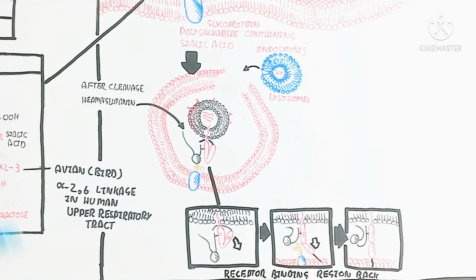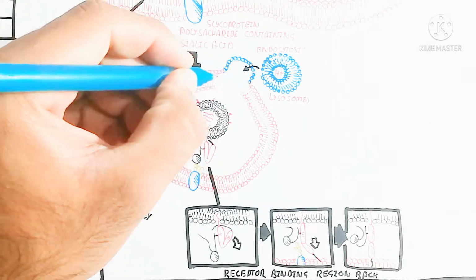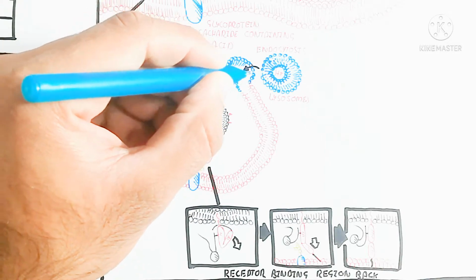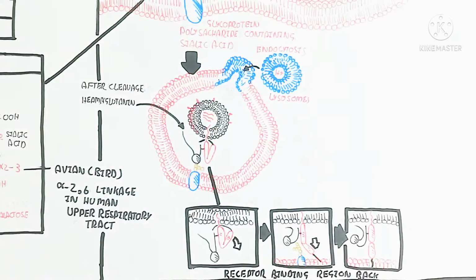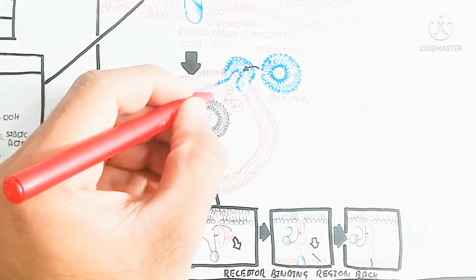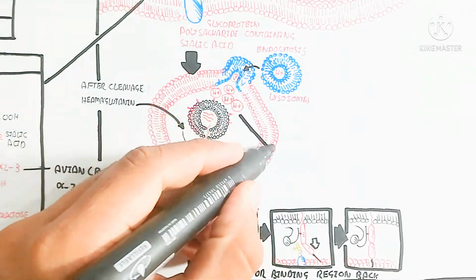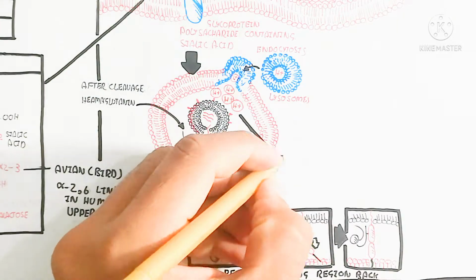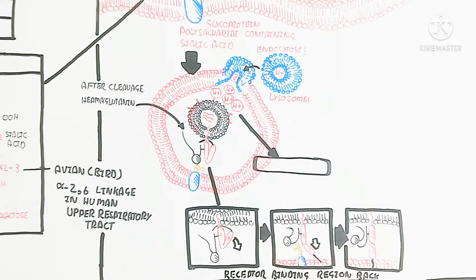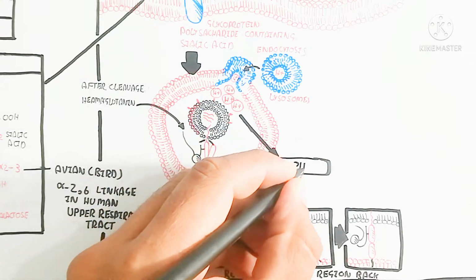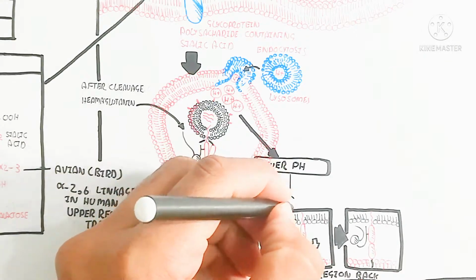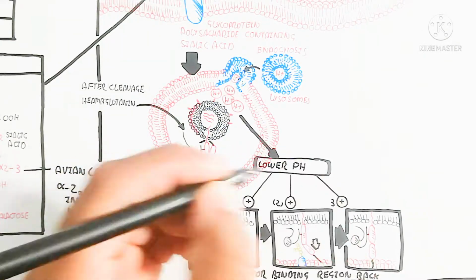So the fusion peptide will be attached to the phospholipid bilayer. After this attachment, you can see the entry of protons creates this reaction, due to the lower pH, due to the increase of protons in the endosome. The increase of protons will decrease the pH. After the decrease of the pH, all three mechanisms will occur in this manner.